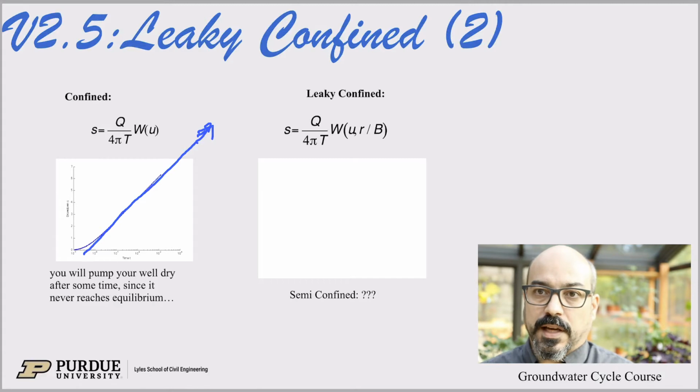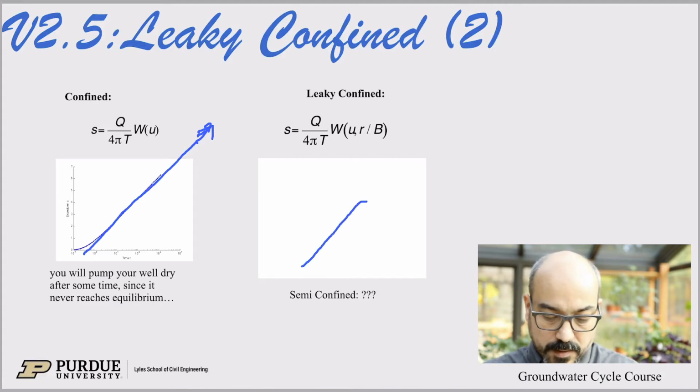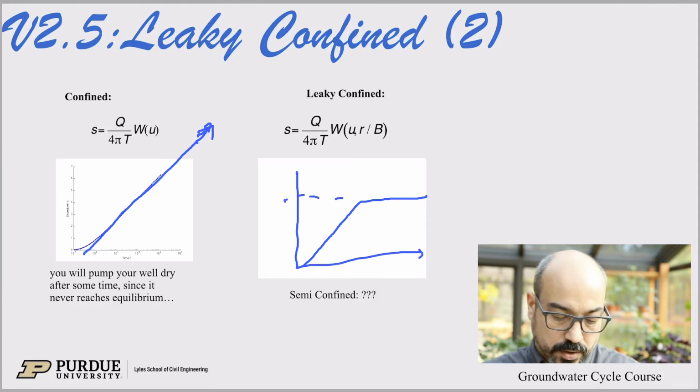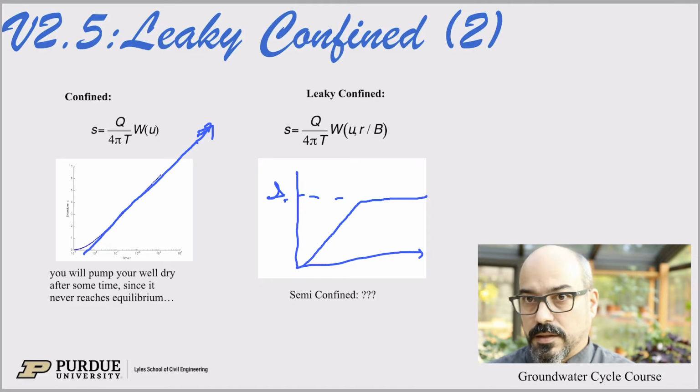For the leaky confined aquifer, like we saw last time, what we would expect is to have some limit, at some time, where your drawdown is constant, right? It stops dropping because now we have a recharge boundary. We have water coming from somewhere, essentially.